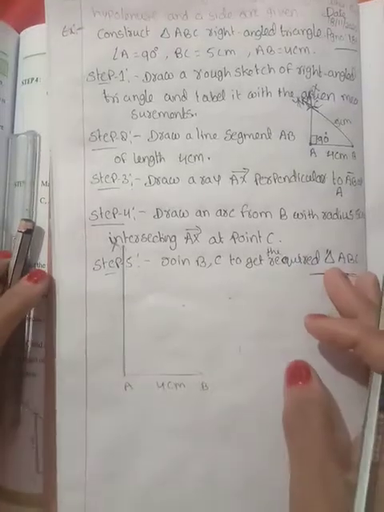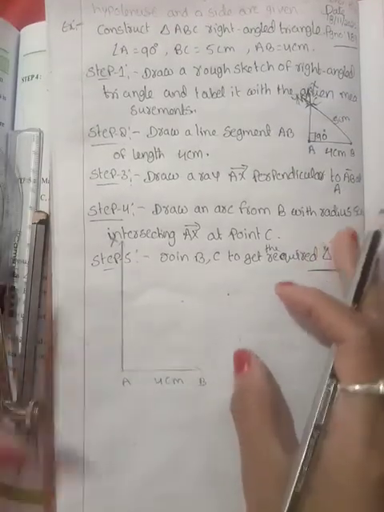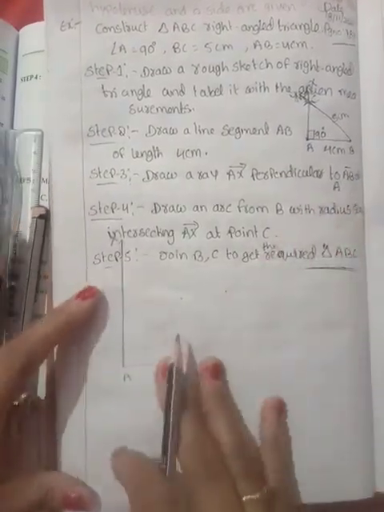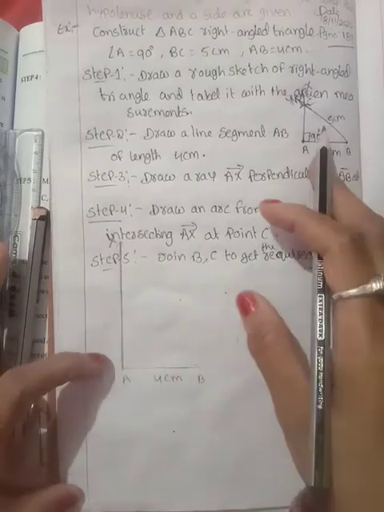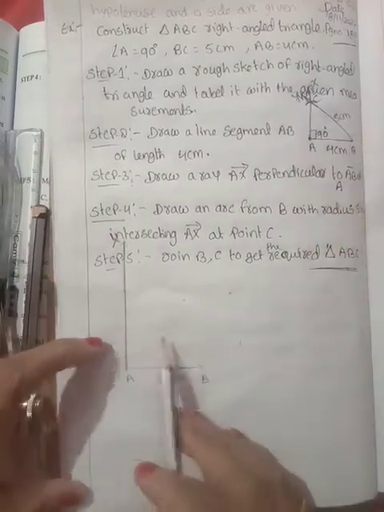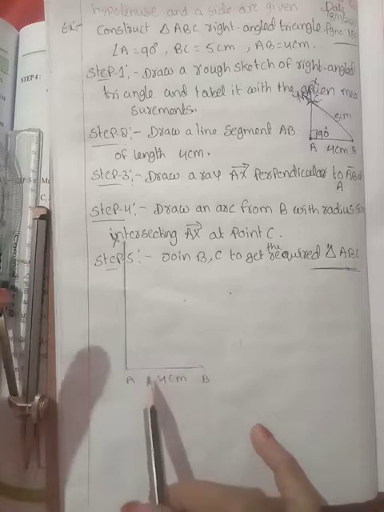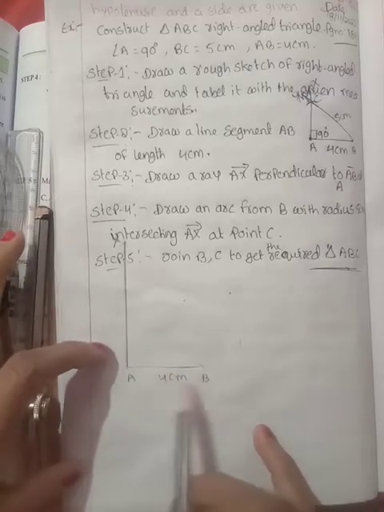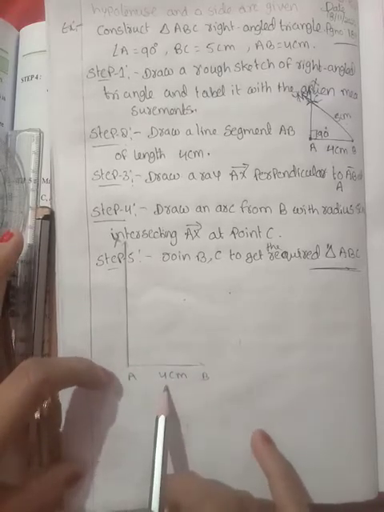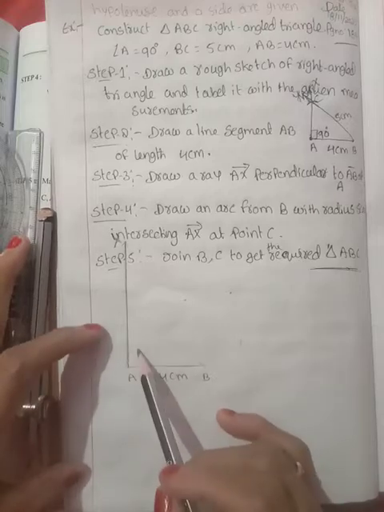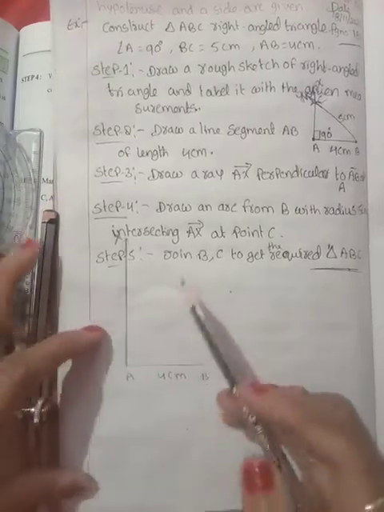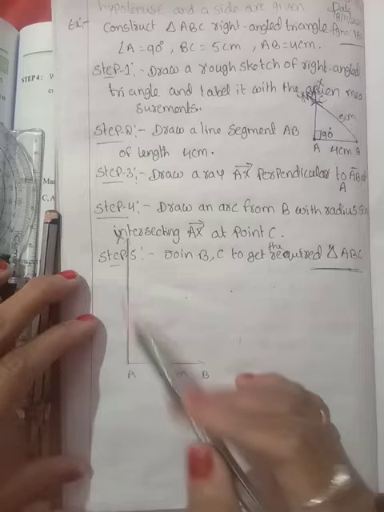Yeah, continue the same class. Step 2. Step 1 you understood neatly. That is the rough sketch of the triangle, and that is over. Next is step 2: draw a line segment AB of length 4 centimeters. Next is step 3: draw a ray, AX ray.